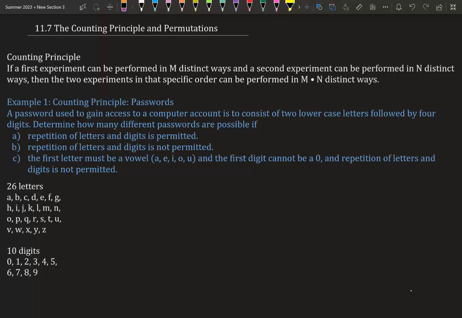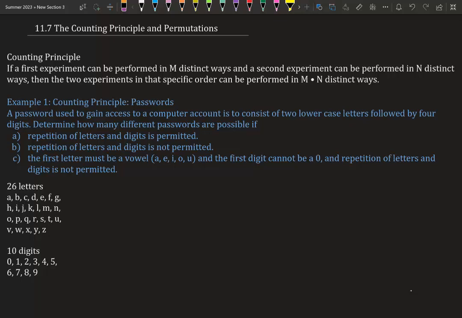If you want to go ahead and pause the video and write out your letters and your digits that I have below on white, go ahead and do that. Alright, so example 1, counting principles, passwords. A password used to gain access to a computer is to consist of 2 lowercase letters followed by 4 digits. Determine how many different passwords are possible if repetition of letters and digits is permitted, repetition of letters and digits is not permitted, and the first letter must be a vowel, A-E-I-O-U, and the first digit cannot be 0, and repetition of letters and digits is not permitted.